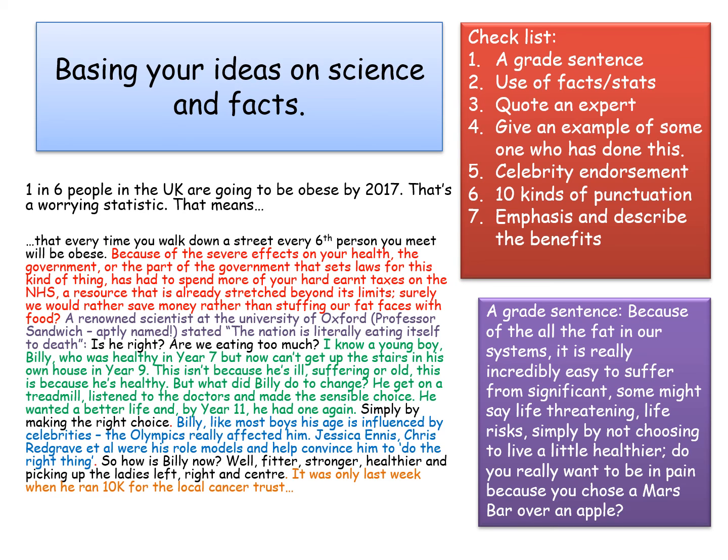You'll notice after that it goes through a lot of detail where that statistic might come from, the person to back up that statistic, an example that links to the statistic I'm given. In other words, if I'm saying 1 in 6, I'm going to name one person who links to that statistic. I then back that up by a celebrity endorsement. I check I've used 10 kinds of punctuation. As you know, we are graded for punctuation in a writing test. And then I emphasise and describe the benefits.